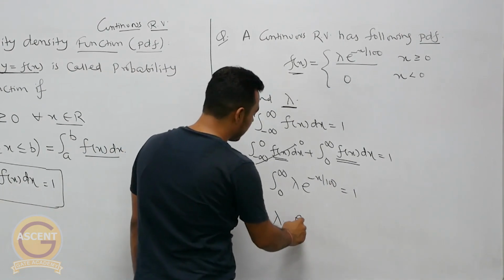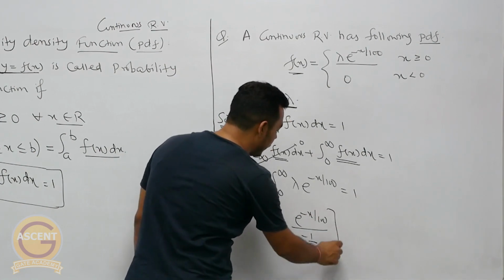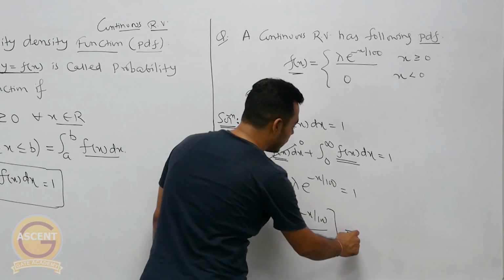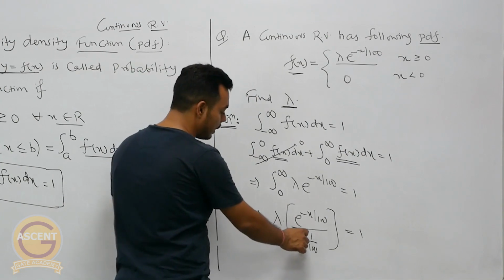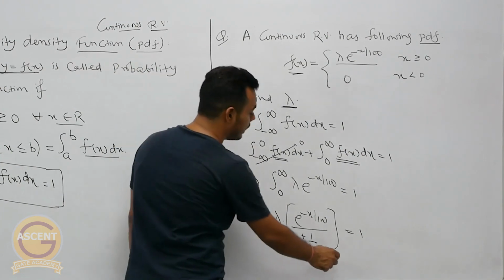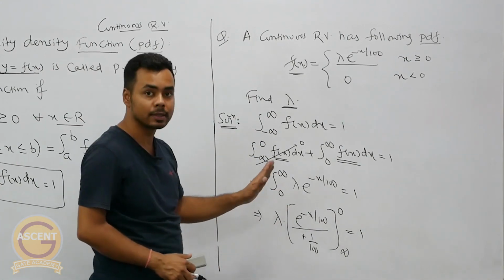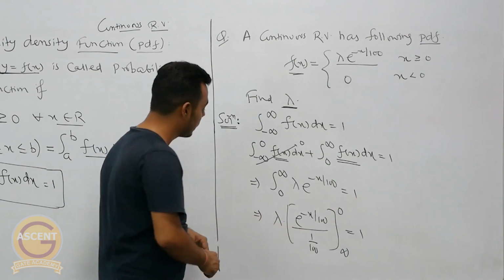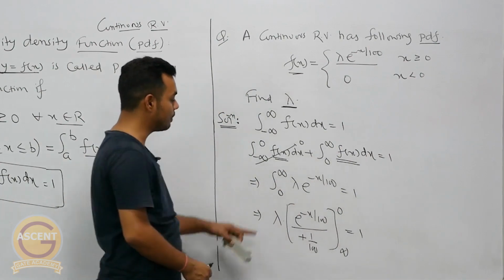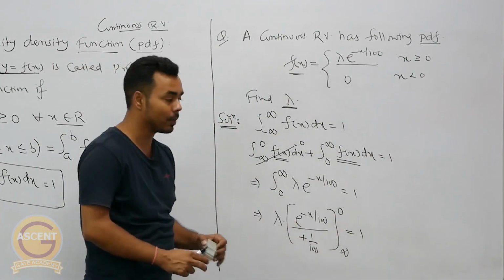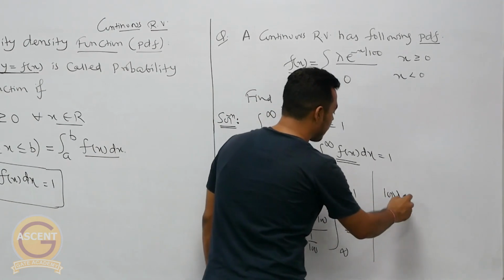So I can write this as lambda e to the power minus x by 100, divided by minus 1 by 100, limit from 0 to infinity, and this will be 1. Now see, in order to avoid any calculation mistake, you should change the minus sign to plus, and also change the limit of integration. So I will write this as infinity to 0. We know that integration a to b f(x) dx is minus integration b to a f(x) dx. So here I have changed the minus to plus sign, and I have reversed the limit of integration from 0 to infinity to infinity to 0.